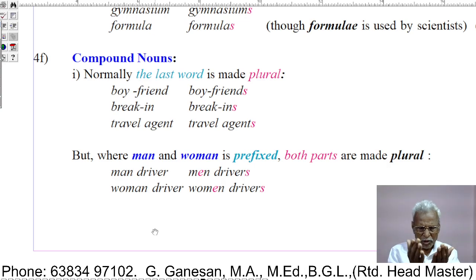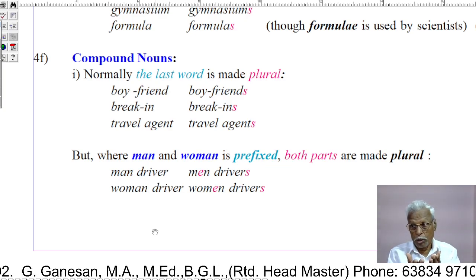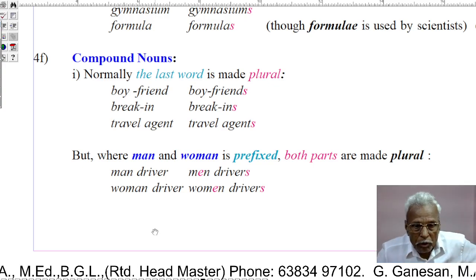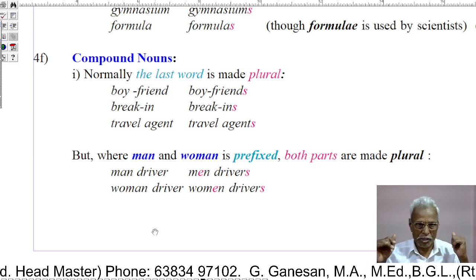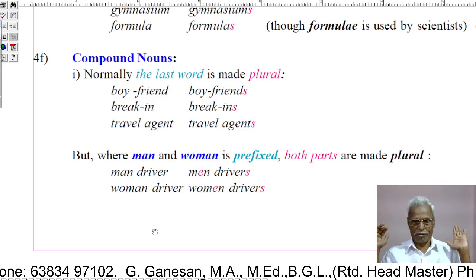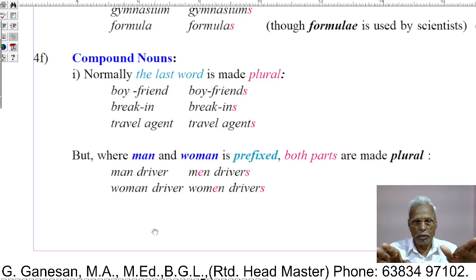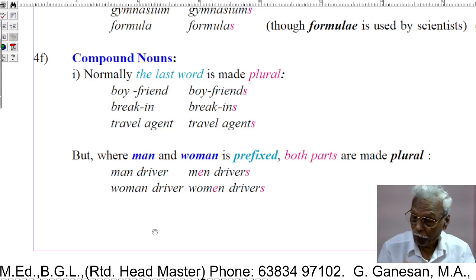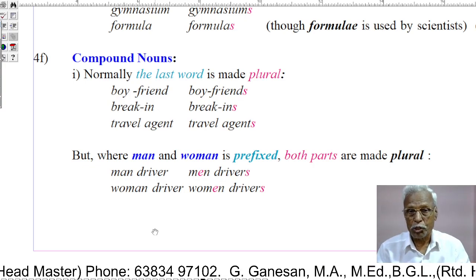Normally, when a compound word is made plural, the last word is made plural. But when man and woman is prefixed, both the nouns should be made plural. Let's see. Man driver, men drivers. Both the words, man and driver, are made plural. Woman driver, women drivers. So, when man and woman is prefixed, both the nouns should be made plural. Normally, the last word is made plural.